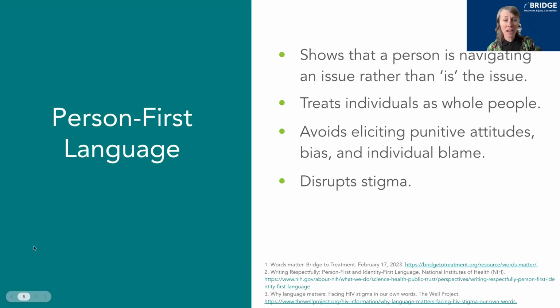connotations. And we acknowledge the long activist history of this language, starting with the People First disability rights movement in the 70s. Using person-first language shows that a person is navigating an issue or diagnosis rather than that they are an issue. These terms avoid eliciting negative associations and punitive attitudes, and also individual blame. It's important to note that individual blame erases the role of systemic oppressions that place people at disproportionate chance of acquiring syphilis, HIV, and HCV.